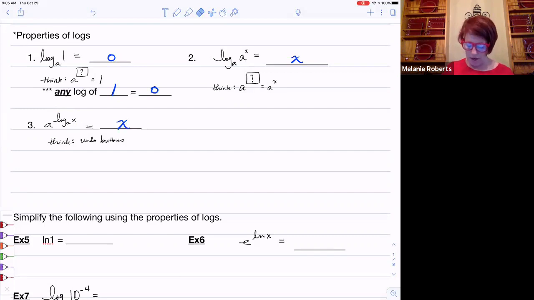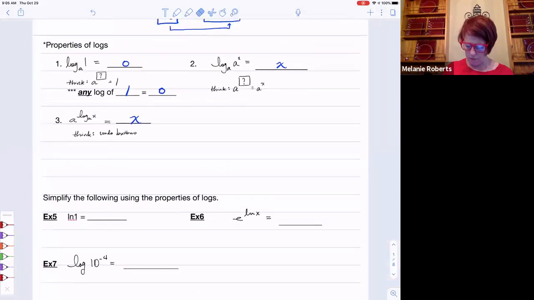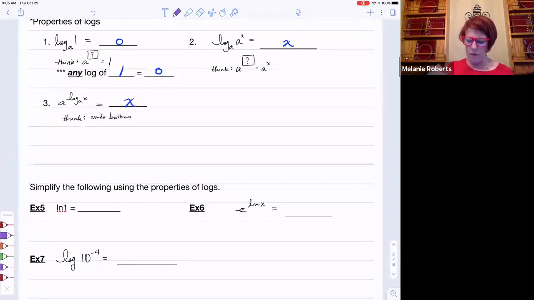Now, if I wanted to put that into practice, let me see if I can show these both at the same time. If I want to put that into practice, the natural log of 1, we're going to be using here any log of 1 is equal to 0. It doesn't matter what kind of log it is. So any log of 1 is equal to 0.